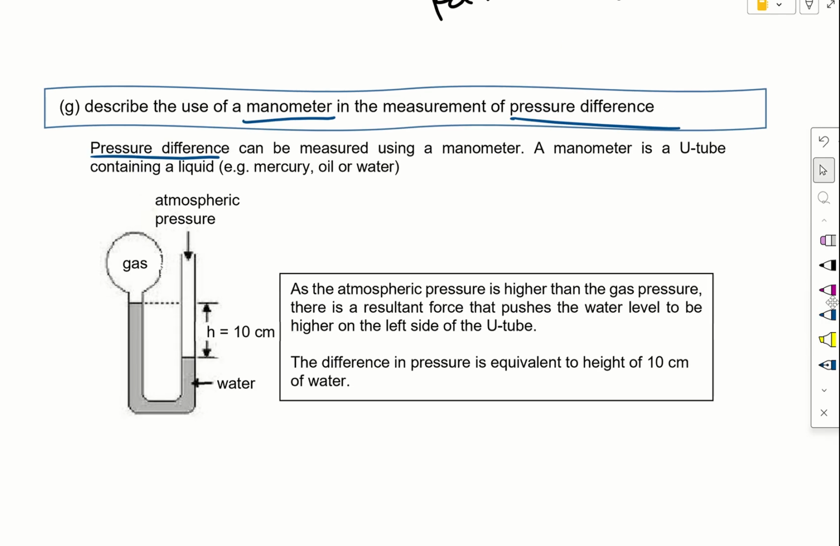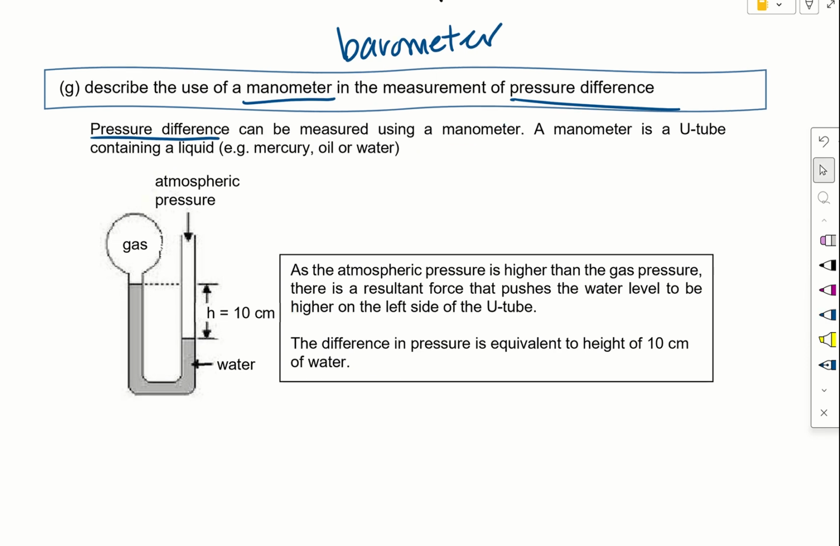Before that, we were using a barometer. The barometer can actually measure the atmospheric pressure. Pressure difference can be measured using a manometer. A manometer is a U-shaped tube containing a liquid. It can be mercury, oil, or water. Because we are measuring a pressure difference, if the pressure difference is not too large, we can actually use water, even though water's density is low.